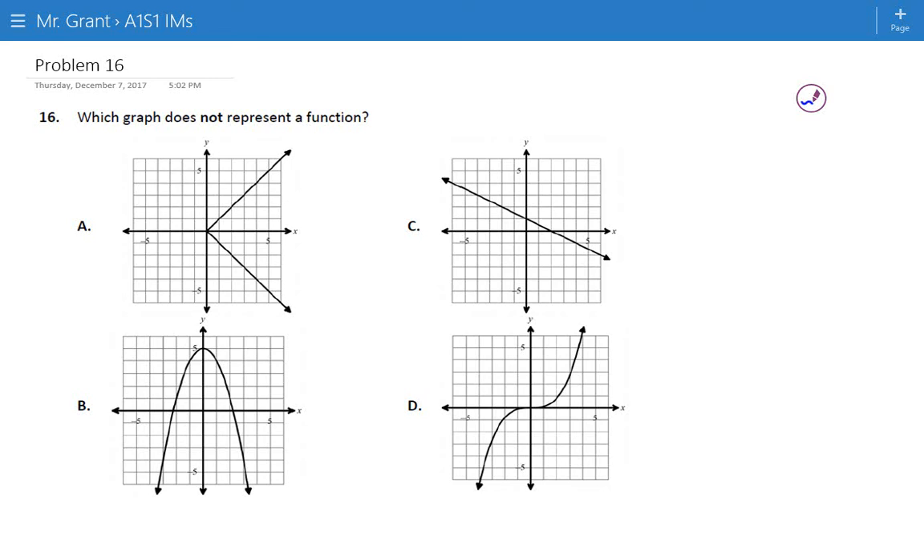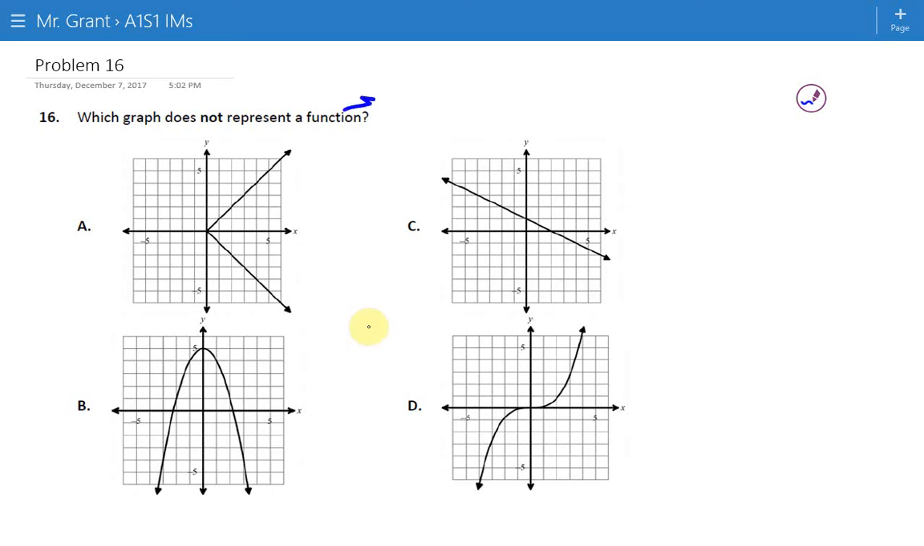Welcome back to your review for your Algebra 1 Semester 1 final. Just as a reminder, even if your problem is not problem 16, as long as you have a problem like this, you'll probably want to keep watching this video. The idea behind this problem is identifying what functions look like if they're graphed, or maybe relationships that are not functions. What do those look like when they're graphed?